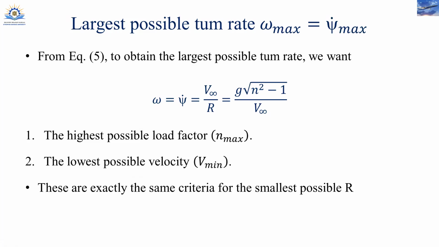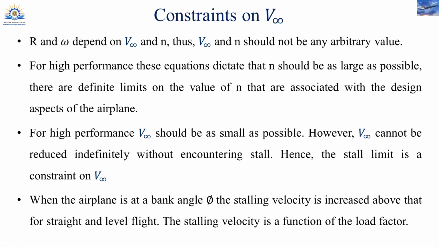Among the given, we actually have different types of velocity: minimum velocity, maximum velocity, velocity at the thrust required minimum point, stall velocity, and so on. These are exactly the same criteria for the smallest possible R. So not only N but V should also be constrained. We have to fix the V value.